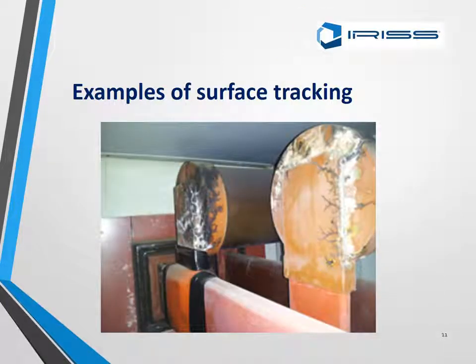So here we have the next few slides of examples of surface tracking. As you can see on these busbar joints, not only have you got the white powder, you have also got the tracking. You can see how it looks like a tree, or leaves as we call it, and it's tracing. That's the carbon, and that's actually the partial discharge now starting to eat away at the metal.